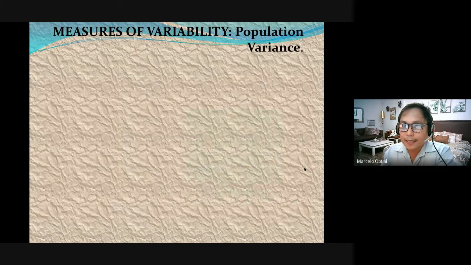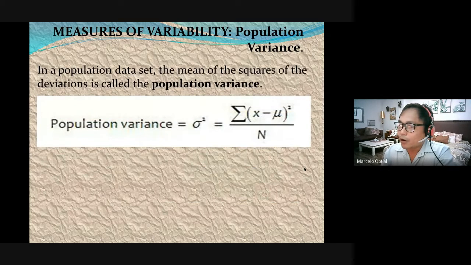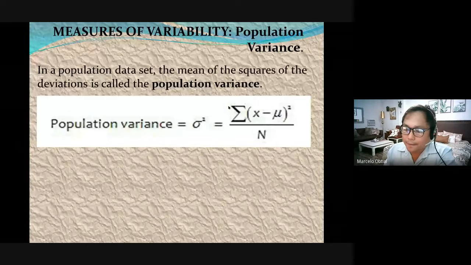Next, population variance. Again, I will give emphasis to the population variance. Yan ang formula niya. Summation of the squares of the deviation. Remember, this is deviation. Divided by capital N. Why capital N? Kasi nga population. So, this is sigma squared. May squared yung sa taas class.